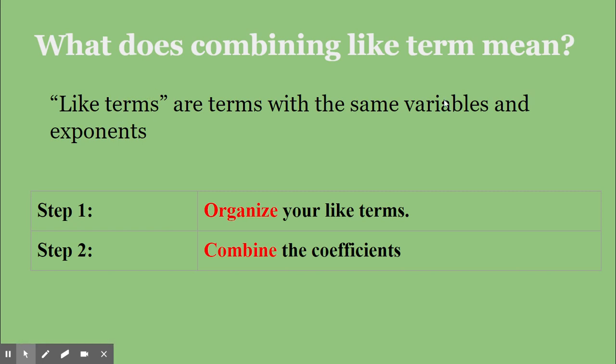Like terms are terms that have the same variables and exponents. I like to say the same exact variable part. Everything is the same. If it's x squared, then the other one has x squared. The coefficients, or the big terms in front, those can change. So organize the terms. A lot of us like to circle or highlight the ones that are the same, and then combine the coefficients by adding.